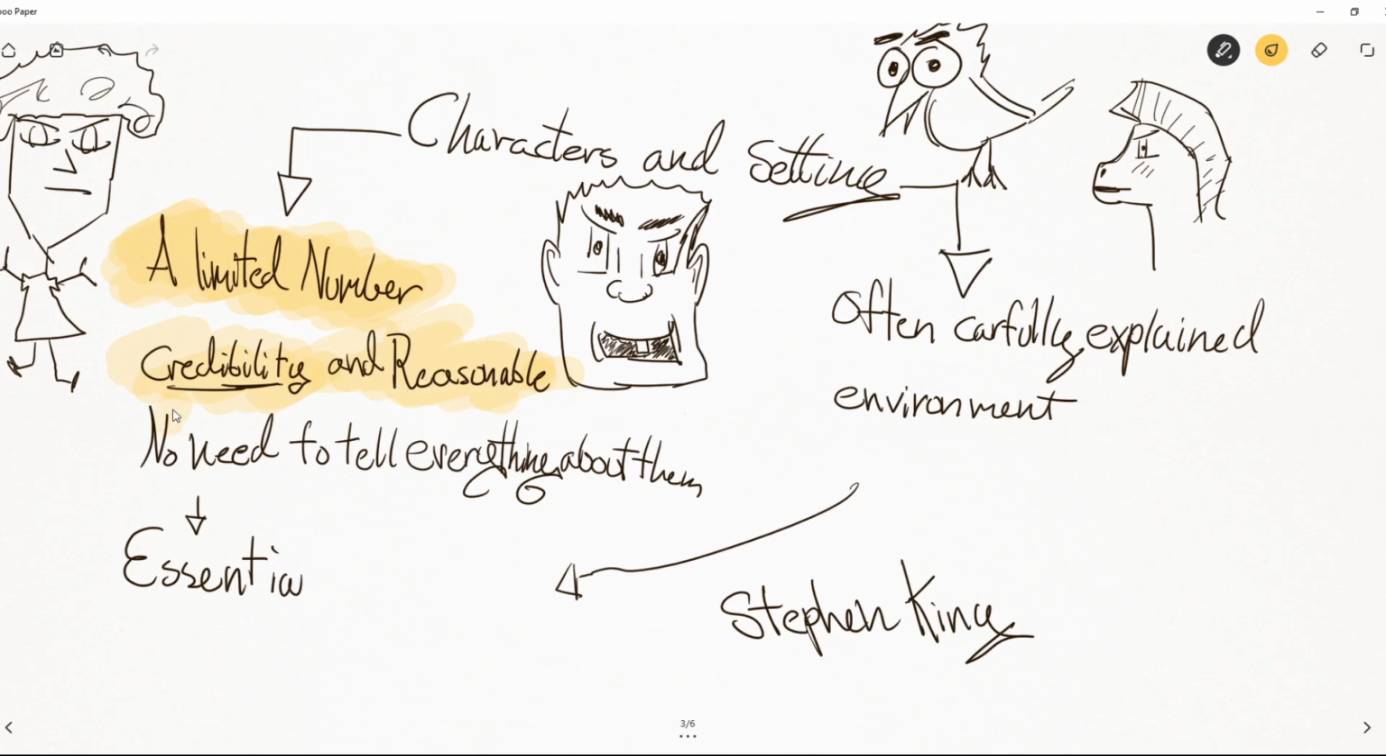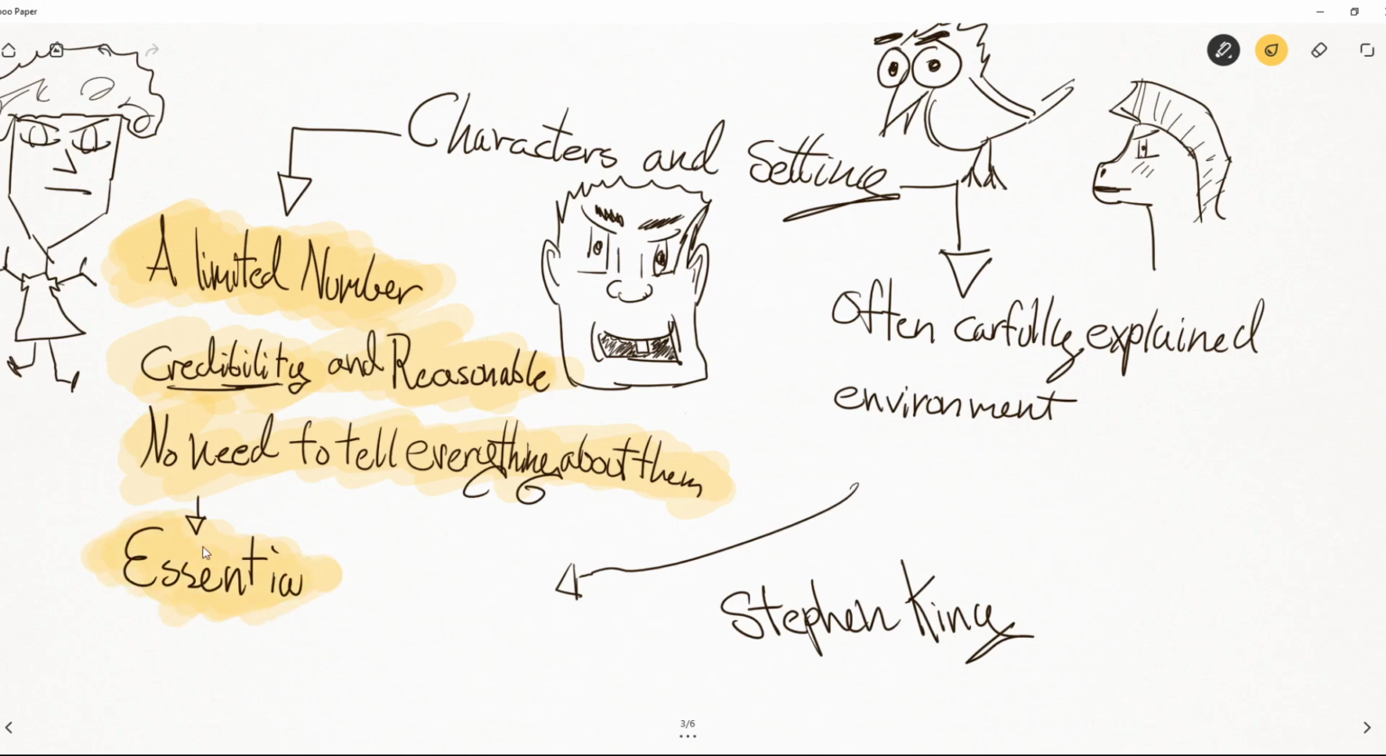And finally, there is no need to tell everything about them. You should leave a lot to be guessed. And these are, of course, essential, with an L, not essentia, but essential for the story.